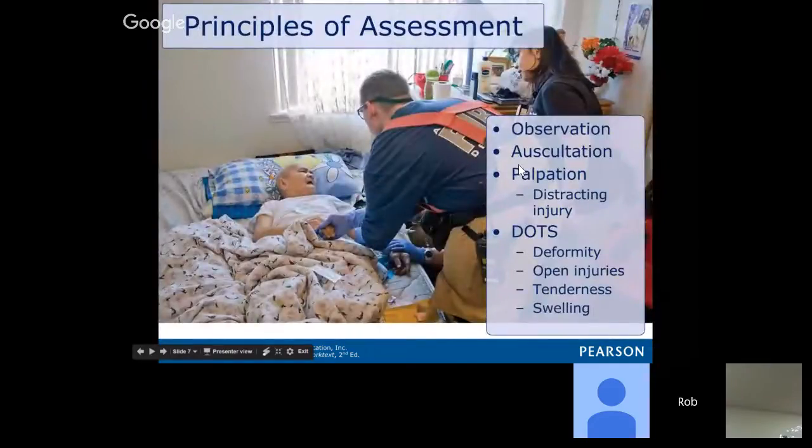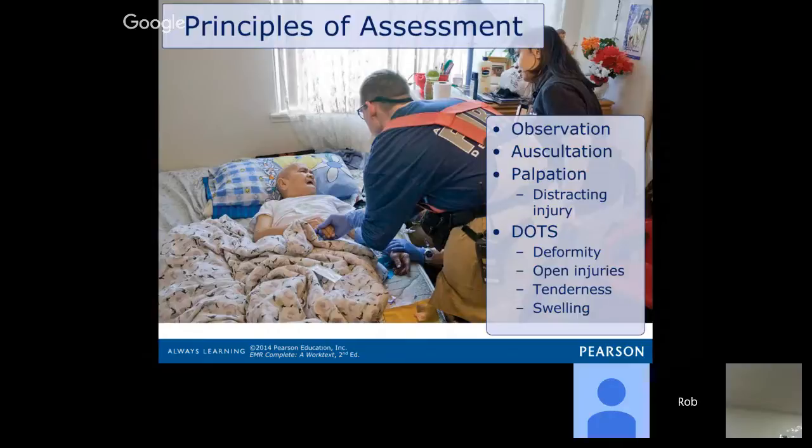So observation, auscultation, and palpation, and the distracting injuries. Remember, I used the example earlier, the dizziness caused them to fall and break their ankle. Now they have an open ankle fracture. That's a distracting injury. Your true problem is from the dizziness. The broken ankle is going to be kind of secondary to that.